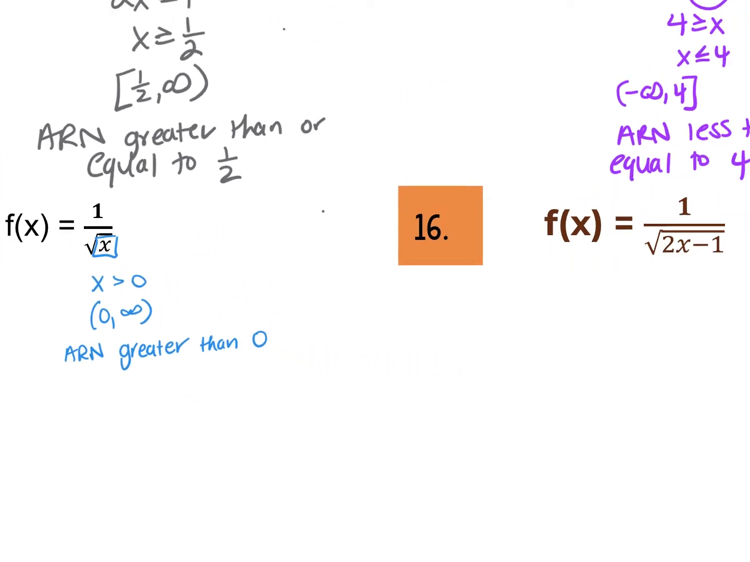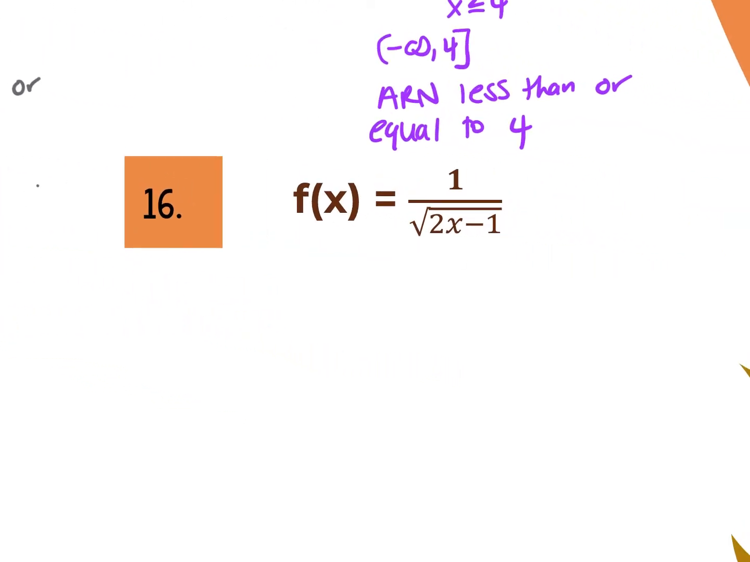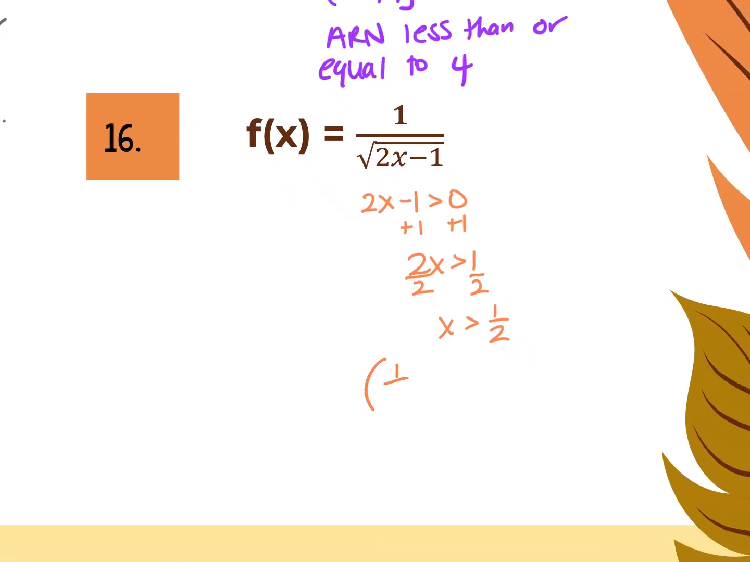For 16, now what's underneath the square root is in the denominator, but there's more than just the x. So 2x minus 1 would be greater than 0. Add the 1. 2x has to be greater than 1. Divide by 2. And x has to be greater than 1/2. So there's a parentheses on the 1/2 to positive infinity, or all real numbers greater than 1/2.